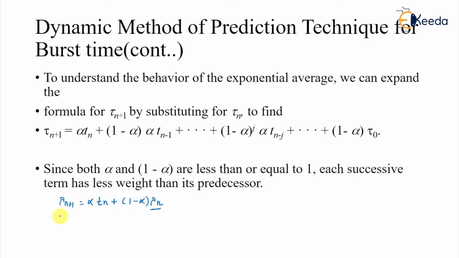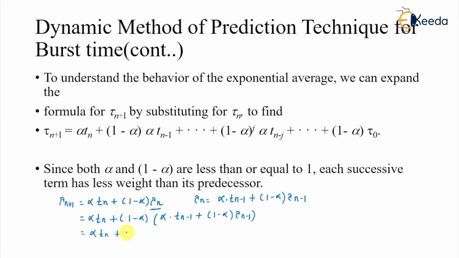Okay, so there is again tau n, and if I expand this tau n, then what will it be? It will be alpha times t of n minus 1 plus 1 minus alpha times tau of n minus 1, that is the recent prediction. I'll put the value alpha times tn, and there is a 1 minus alpha outside, and here it will be alpha times t of n minus 1 plus 1 minus alpha times tau of n minus 1. Correct? So now it will become alpha times tn, but this will become 1 minus alpha into alpha.